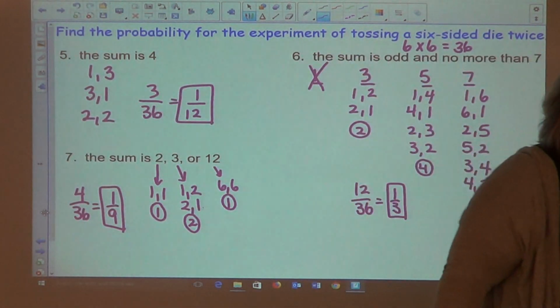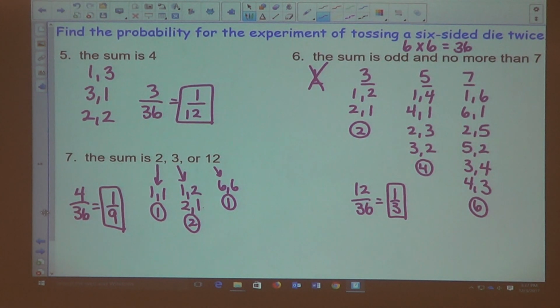Okay, this will get you through the probability section. Remember, probability, everything should be a fraction unless it's sample space. And all the fractions should be less than or equal to 1.